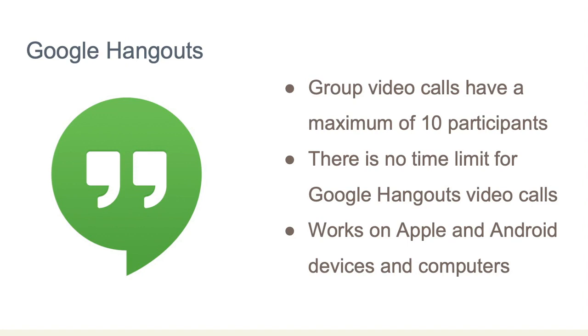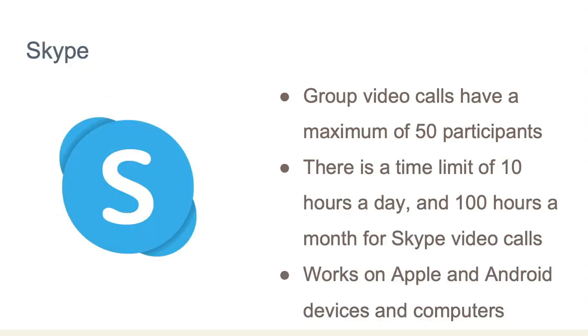And then I believe the second last one that we are going to talk about is Google Hangouts, which can have 10 participants on at once. There is also no time limit for using this, and it does work well for both Android and Apple devices. And the final one that we're going to cover in depth today is actually Skype, which has a pretty good number of people on at the same time, which is 50 participants. And you can talk for 10 hours, I believe that says.